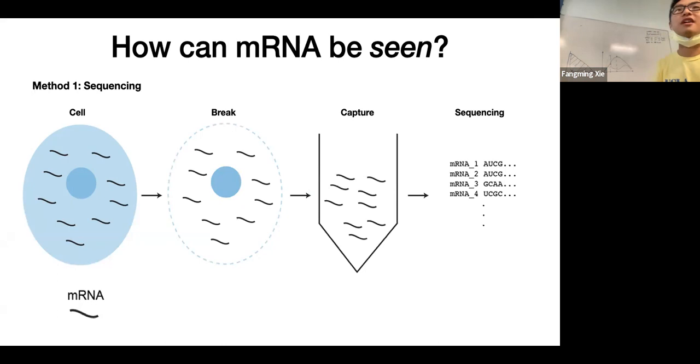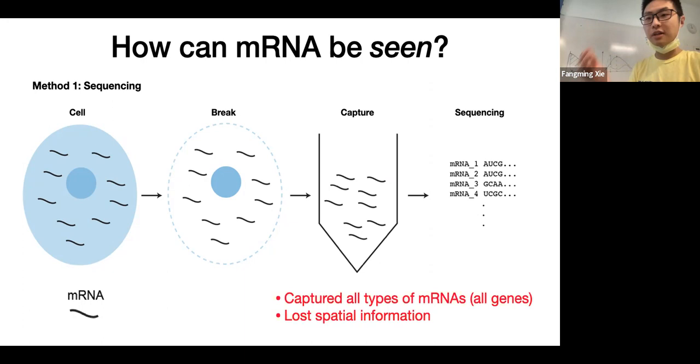So it could be A, C, T, G, or U for mRNA, but whatever. So that's one way. Because we have the whole genome, we know where this short sequence of mRNA belongs in the genome, and we can assign it to the particular gene. So that's one way, by sequencing. There are advantages and disadvantages. I'll name two. One is it captures all types of mRNA unbiasedly, regardless of which sequence they have, but it loses spatial information, because you break the cells apart and collect their molecules into a tube. What spatial information can you recover with that? Okay, that's one method, by sequencing.